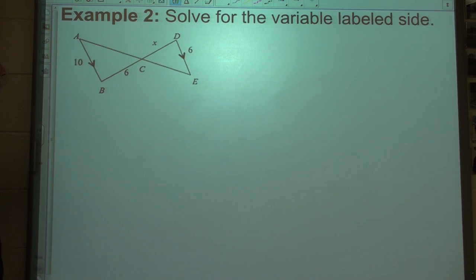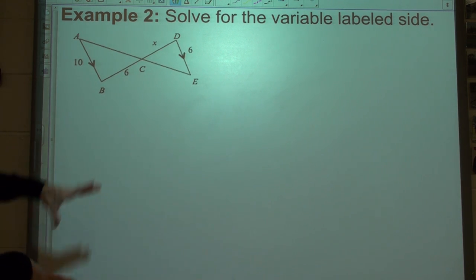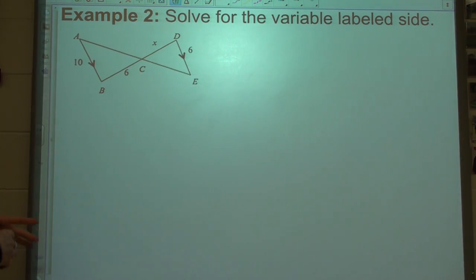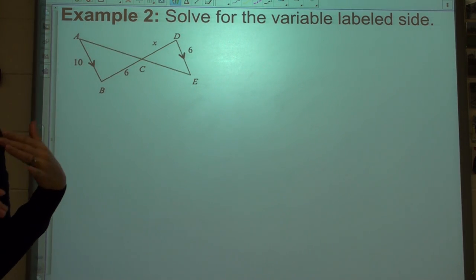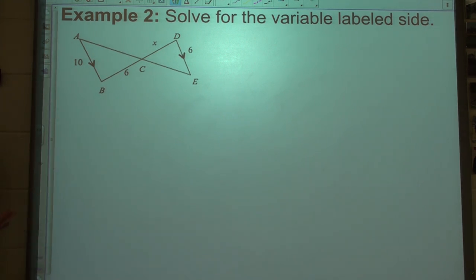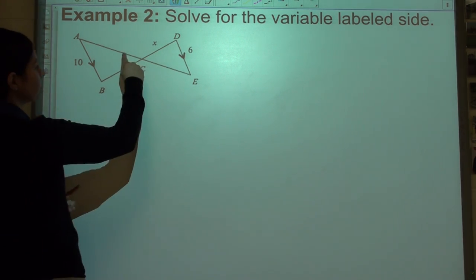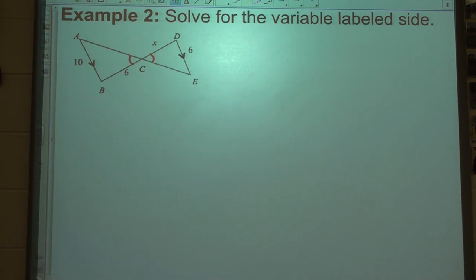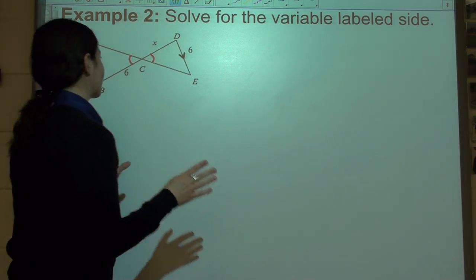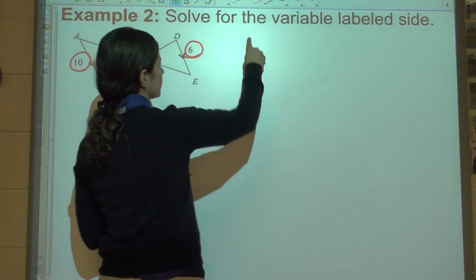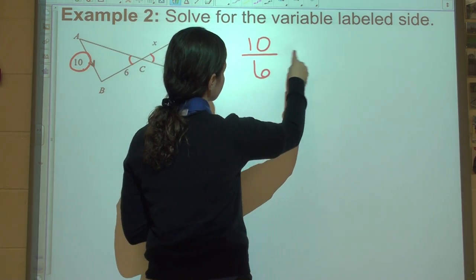Now for my next example, we're solving for the missing side, which in this case is going to be DC. What you have to be very, very careful about when you're solving for similar figures using missing sides is you have to make sure you match everything up properly. For instance, right here in the middle, I've got a pair of vertical angles. Since those angles are equal, those sides are the ones that are going to go together. So I've got 10 and 6. So I'm going to put 10 over 6.